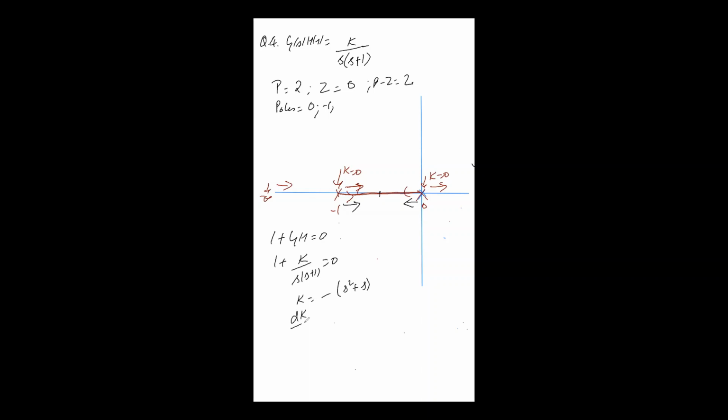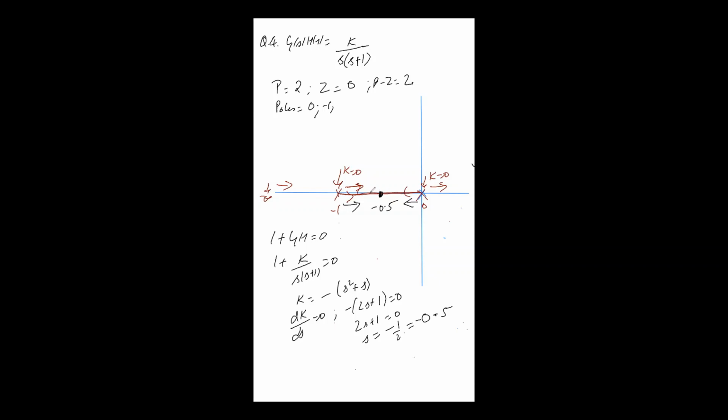dK by ds, we have to do dK by ds equal to 0. That means minus of 2s plus 1 will be equal to 0. So 2s plus 1 will be 0. So s will be equal to minus 1 by 2, which is minus 0.5. So minus 0.5 will be my breakaway point.